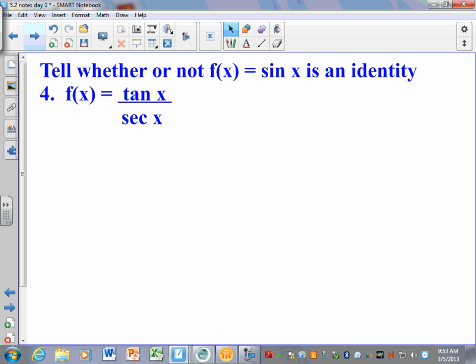This is one like your homework, and I wanted to make sure I showed you the directions here. Because instead of saying, prove this, they're asking you, is this true or not? And so the directions here say, tell whether or not f of x equals sine of x is an identity. So they just write it a different way than the normal proof.